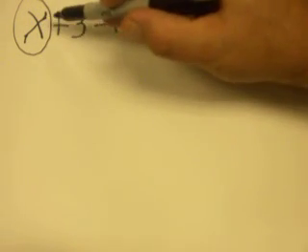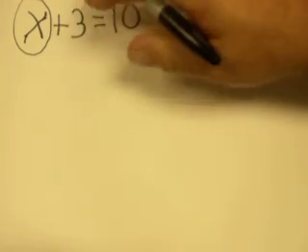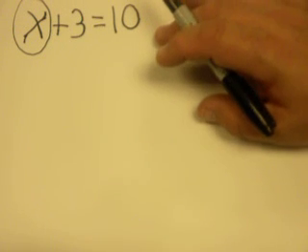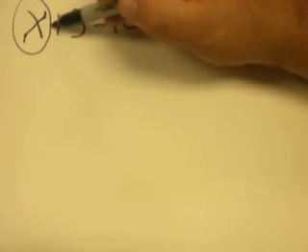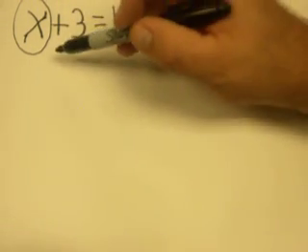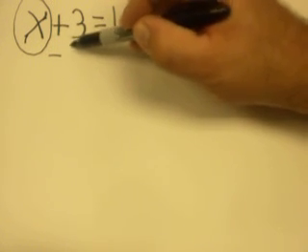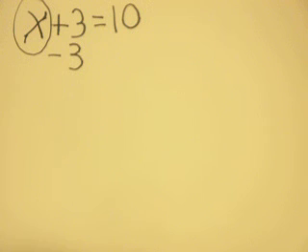So in this case, I've got x plus 3 is equal to 10. I need to get the 3 to move out. And it's got to have somewhere to go, and where it's going to go is to the other side of the equal sign. And so the way we do that is doing the opposite. In this case, we're adding 3 to the x. So I want to do the opposite. The opposite of addition is subtraction. So I want to subtract 3 from the x, from this side.